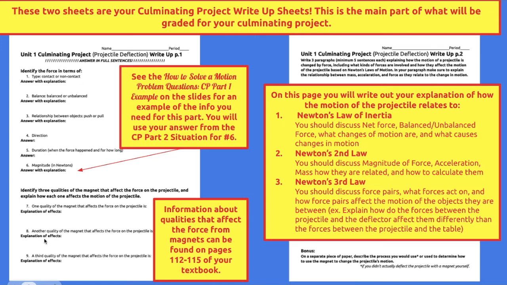This second part is all about just writing how do the different qualities of the magnet affect the force on the projectile, and information on that is on pages 112 through 115 of your textbook. And then this is your final write-up of just how do forces work, essentially. So explaining how Newton's law of inertia, or first law, relates to the deflection, how Newton's second law and third law also relate. You're going to write a paragraph about each.